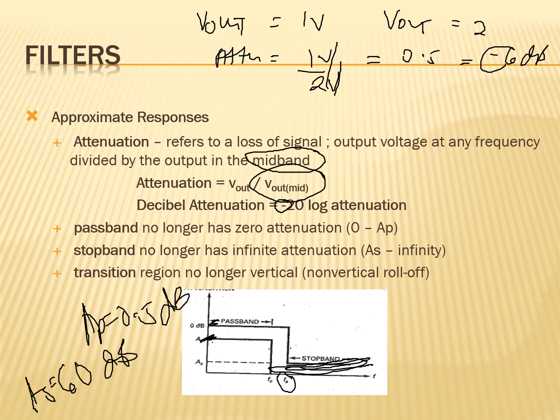Okay, so as for the transition, for example, if FC is equal to 1 kilohertz, and Fs is equivalent to 2 kilohertz, so we have a roll off. Okay, so we have a roll off of let us say 60 dB per octave. Okay, so if we are given AS, which is equivalent to 60 decibel.